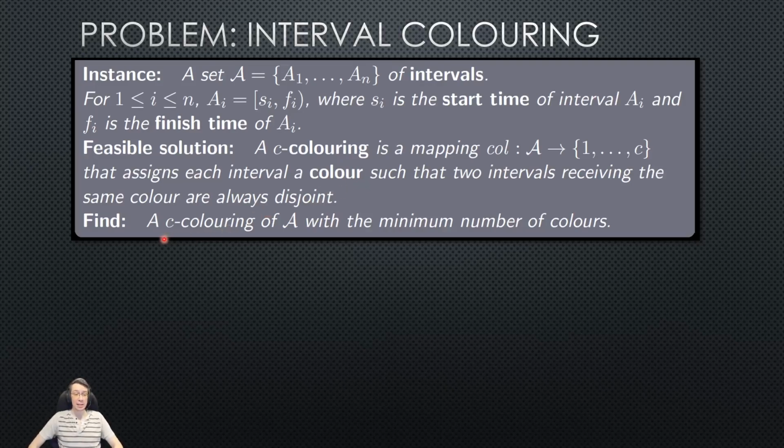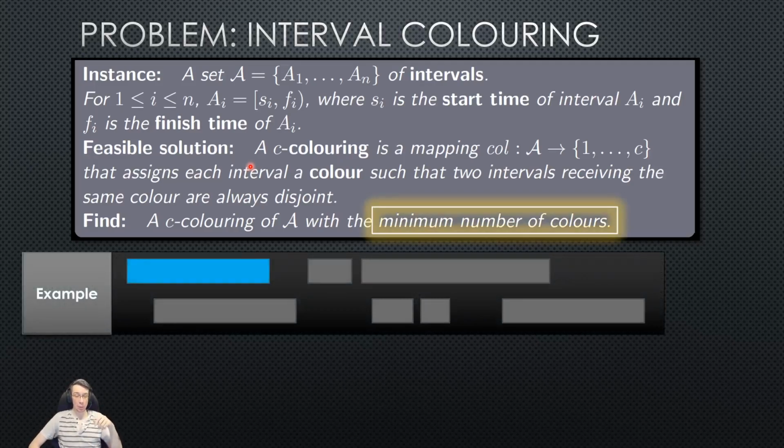So what we want to find is a C coloring, that is, a mapping from the set of intervals to the colors 1 through C, they're just numbers, that assigns each interval a color so that no two intervals receive the same color if they're overlapping. They have to be disjoint if they receive the same color. So we want to output a C coloring that uses, for the optimality part of things, the minimum number of colors. So feasibility means don't color overlapping intervals with the same color. Optimality says use the smallest number of colors in total to color all of the intervals.